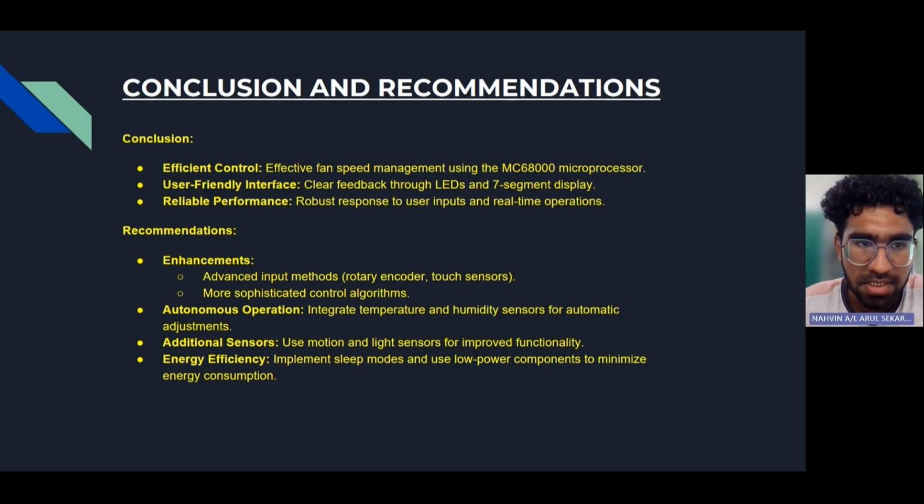So now for the recommendation. To improve the fan speed control system, we recommend using advanced input methods like rotary encoders or touch sensors and sophisticated control algorithms. Integrate temperature and humidity sensors for automatic speed adjustment, and add motion and light sensors for room occupancy and ambient light. For energy efficiency, use sleep modes and low power microcontrollers and LEDs.